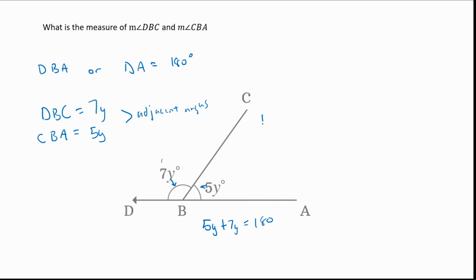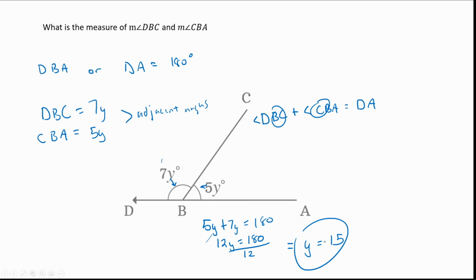Our geometric way to show it is angle DBC plus angle CBA is equal to DA. And again, we have BC, CB, so kind of like our segment addition postulate, we now have our originating point to our end point being our result. So 5y plus 7y is 12y, which is equal to 180. Divide both by 12, and we get y equals 15.